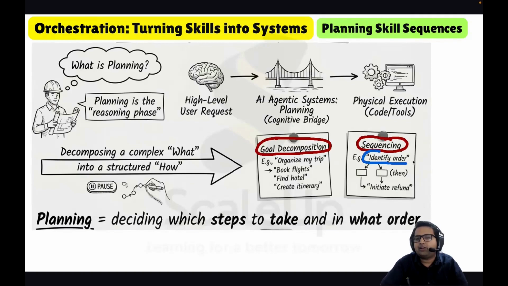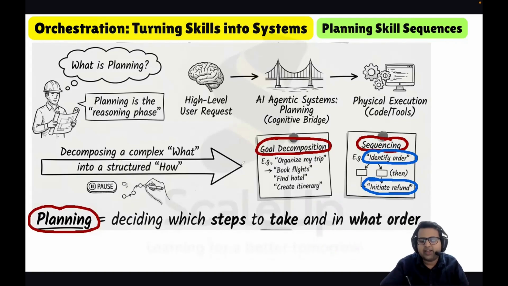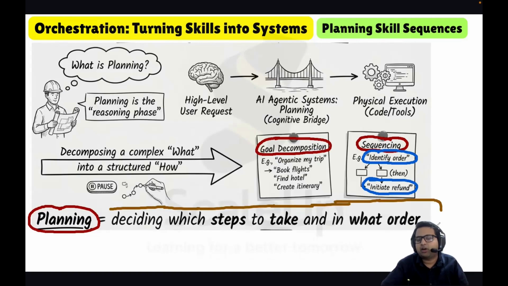We know that in order to accomplish a big goal, I have to perform these subtasks, but in what order is what sequencing is. So sequencing is the order. Planning is all about deciding which steps to take and in what order, like what subtasks or steps I should take and in what order.